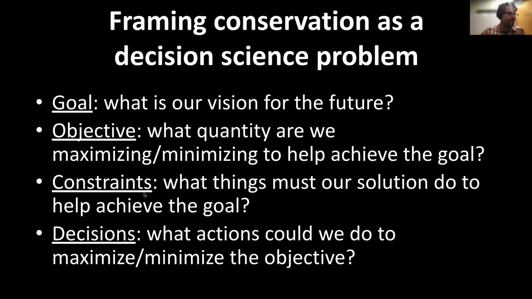And what things must our solution do to help achieve the goal? So what constraints do we have? Are some planning units already in a reserve? Are some planning units, let's say, a military base, and we know we can't buy that property and conserve it and do anything else? Or is there some other mild measure of conservation happening? And then what do we do? What's the actual management action?